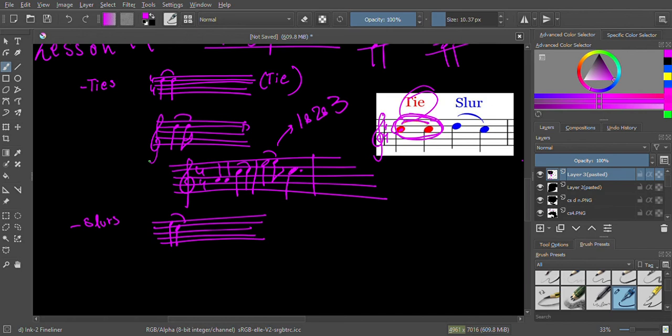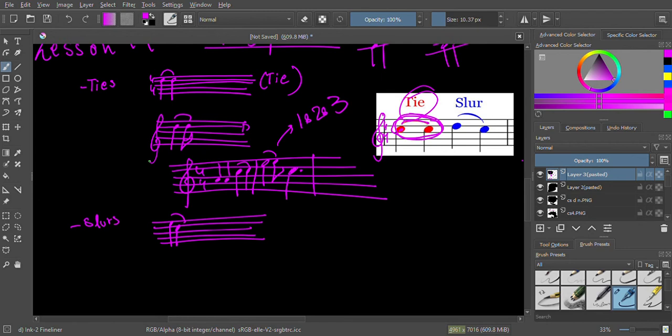Now with a slur, you eliminate that gap completely. With the slur, that gap no longer exists, and you play it completely connected. So there's no gap in between notes. So that sounds like this. Once again. So there's no gap in between notes whatsoever.